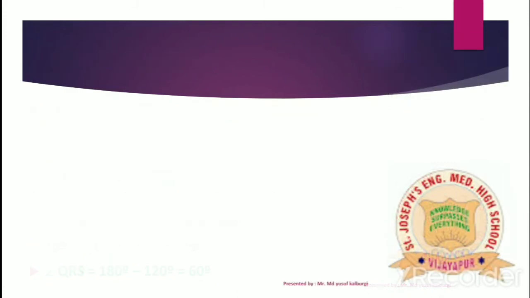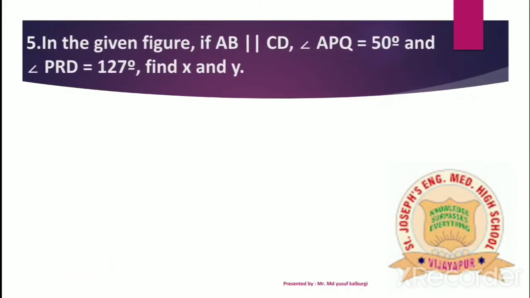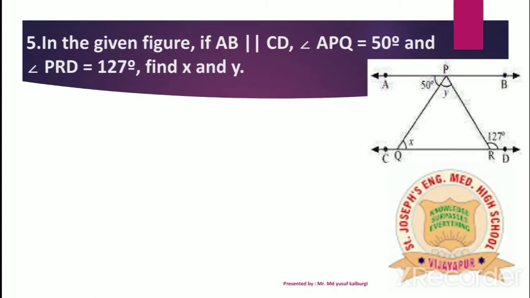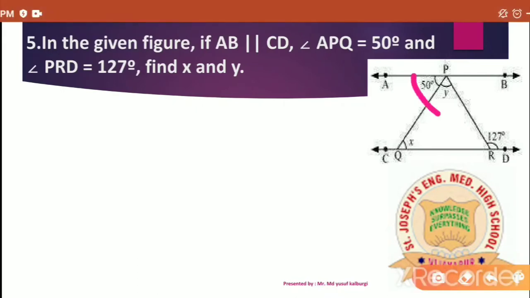In the fifth question, what they have asked is, in the given figure, AB is parallel to CD. Now just observe, in this figure AB is parallel to CD. Two angles he has given. Which are those angles? This and this angle. There are two transversals between the parallels here, PQ and one more, PR. PQ and PR are the two transversals. He is asking you to find angle X and angle Y.